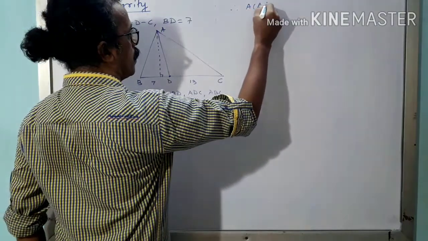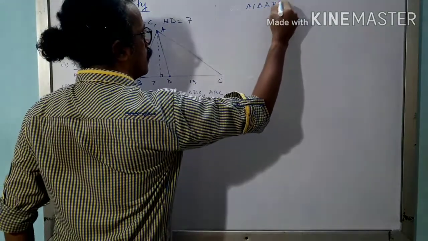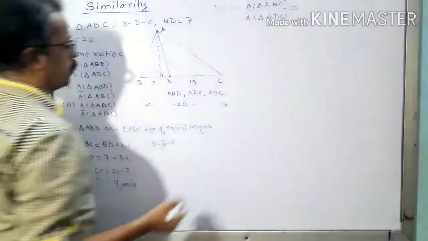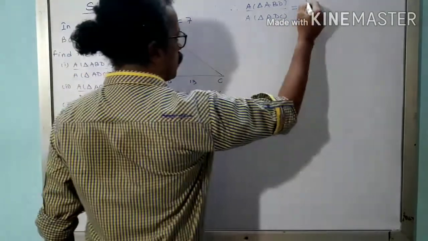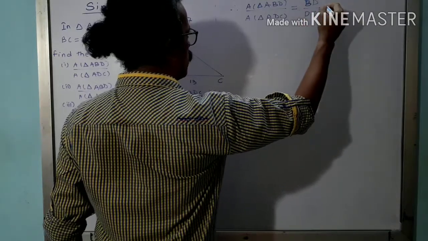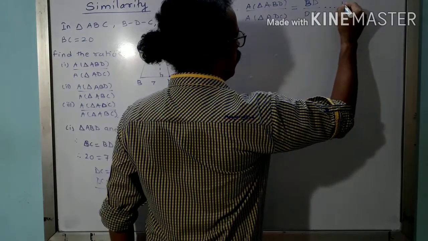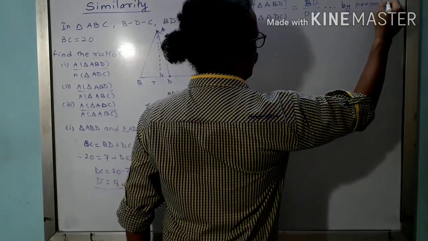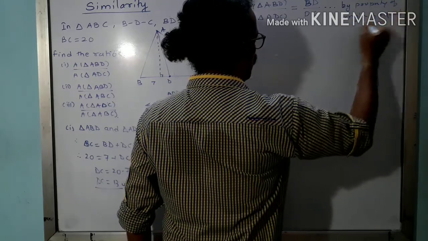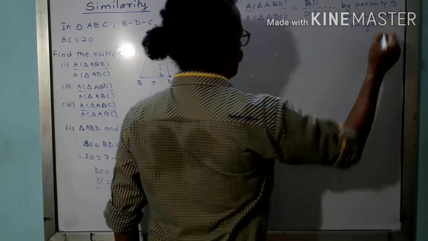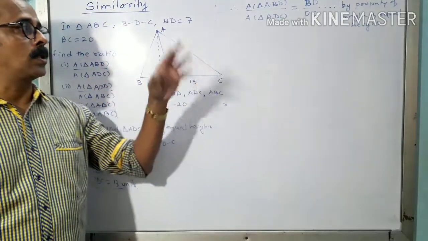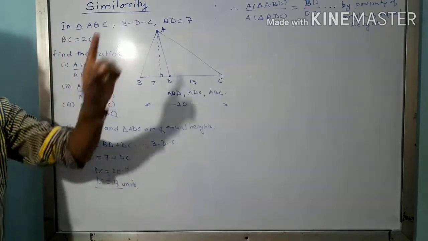area of triangle ABD upon area of triangle ADC is equal to, what are we going to write? BD upon DC. Don't write that answer directly. BD upon DC. What is the reason? By property of triangles of equal height. Or if you write that the ratio of areas of triangles of equal heights is equal to the ratio of their corresponding bases, that is much better than this particular statement.